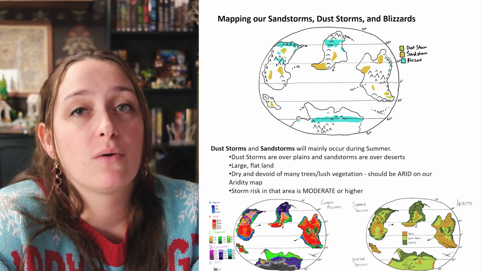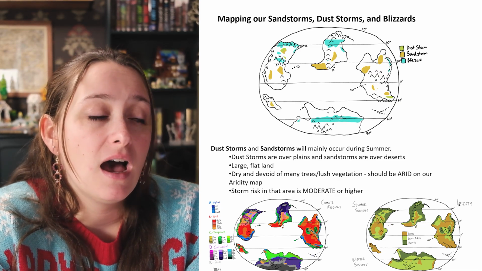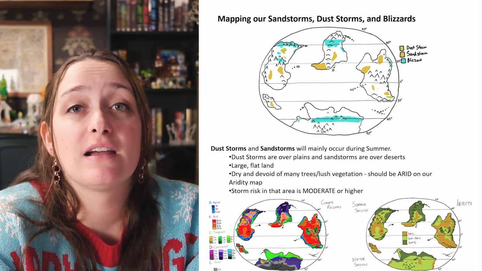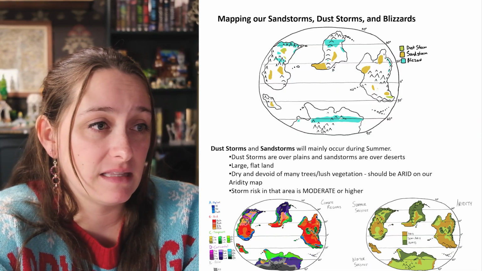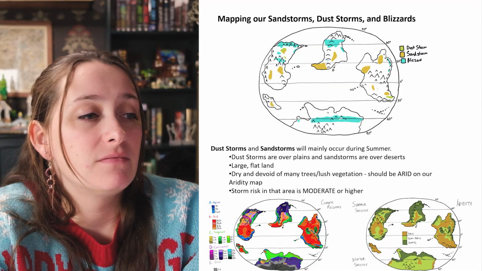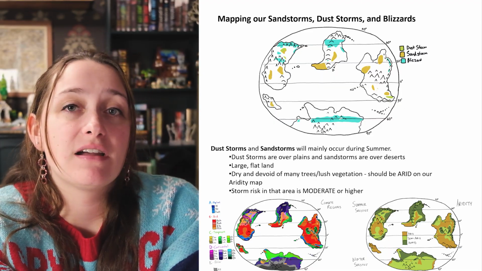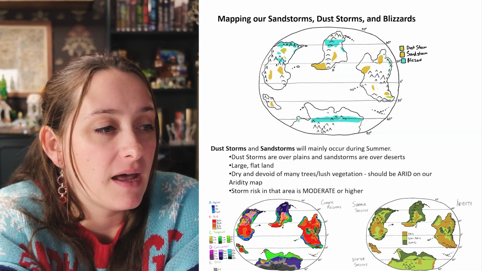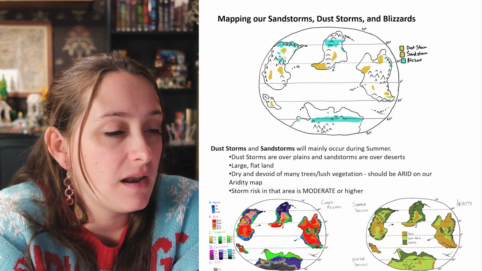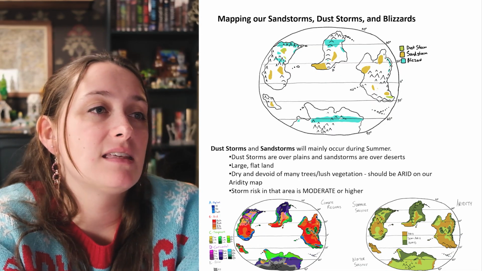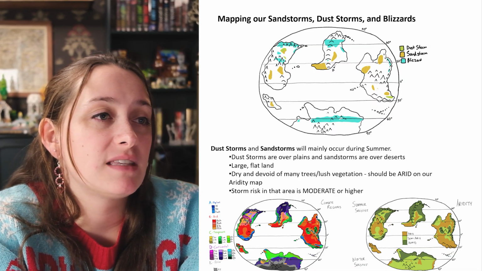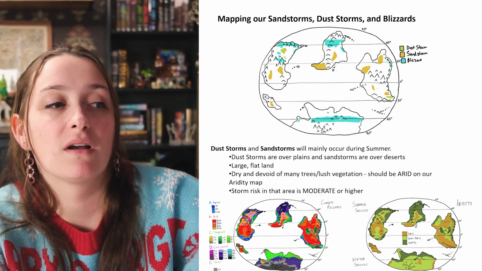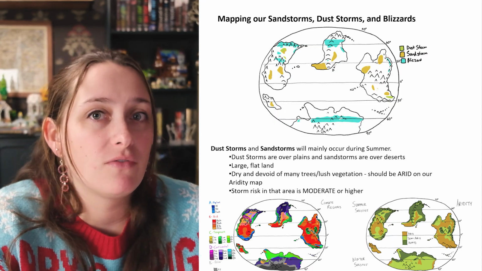And these both will occur where there is large, flat land, where it is dry and devoid of many trees or lush vegetation. So we're looking at areas that are arid on our aridity map in summer. And then potentially storm risk in that area is moderate or higher would increase your chances of this. So you can see here at the bottom, I have my climate regions and my aridity maps. And you can see that the little green and yellow sections on my dust storm, sandstorm mapping sort of correlate with areas that fit all of those conditions.